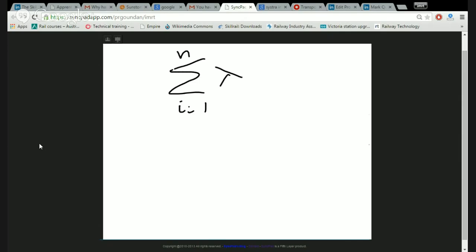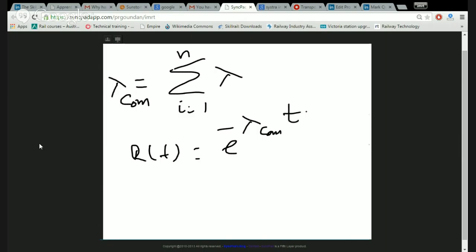Remember, in electronic circuits, PCBs, components will be in hundreds, not 1, 2, 3. So you put all of them, 100 numbers, you add the failure rates, you get the total failure rate of the thing. And once you get the total failure rate, this is the lambda component. Then the reliability of that board will be e to the power of minus lambda of that component into the mission or duration time.